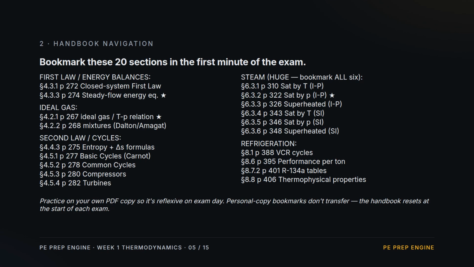20 bookmark targets for exam day. The delivered handbook is fresh. Your personal bookmarks don't transfer. So your first move in session 1, before solving anything, is to bookmark these 20 sections. Practice until it's under a minute. The groups: closed and steady flow first law, ideal gas, second law and cycles, all 6 steam table sections, and refrigeration with the R134A table and refrigerant properties. Set early. They cover 90% of your thermo searches.